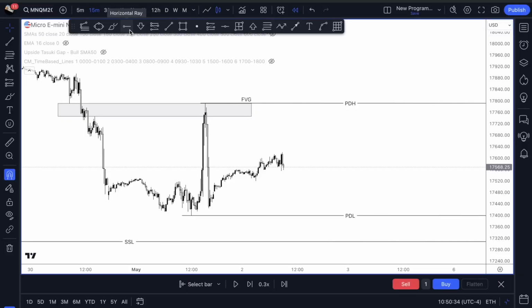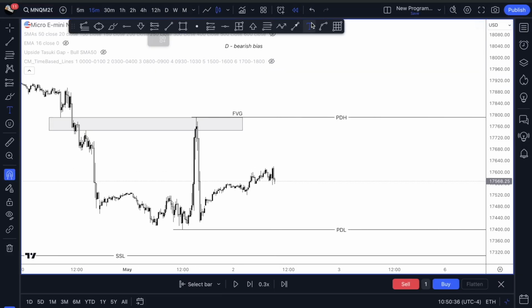So, I just want to start off by saying that I already had a very clear understanding, previously, before learning ICT concepts, of market structure and price action. I already have a great understanding of both of these things. So when you have both of these things and incorporate ICT concepts, it will only help now.